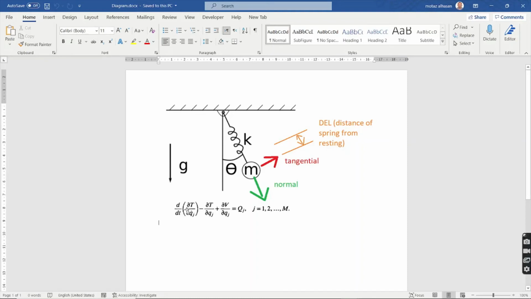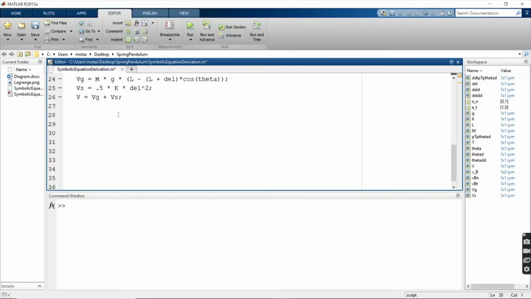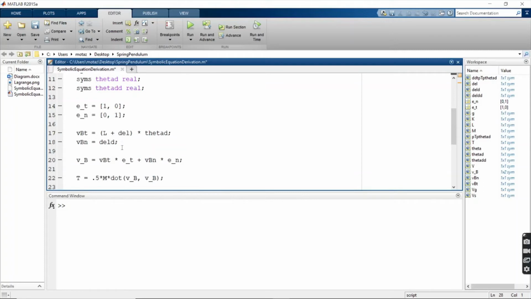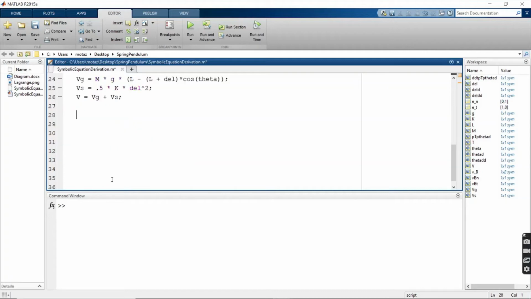So when we take the time derivative of this term, we need to use the chain rule, which you will see in a second. And then this is just the partial derivative of theta, not theta dot, just theta. And this is the partial derivative of the potential energy of just theta again. So we'll do that in Matlab. Okay, the next thing we need to do is derive the partial derivative of the kinetic energy with respect to each generalized coordinate. So first we'll do it for theta, and then we'll do it for del.